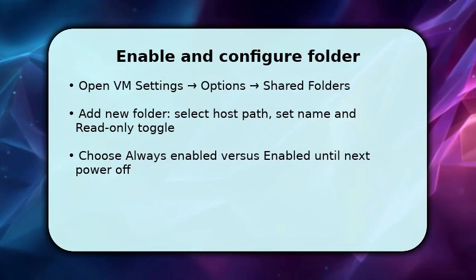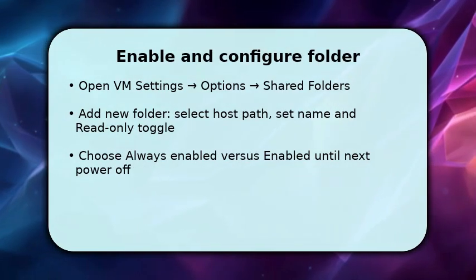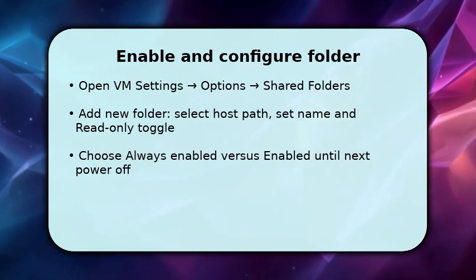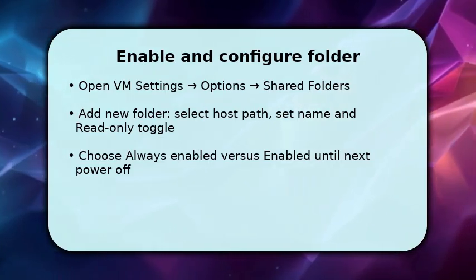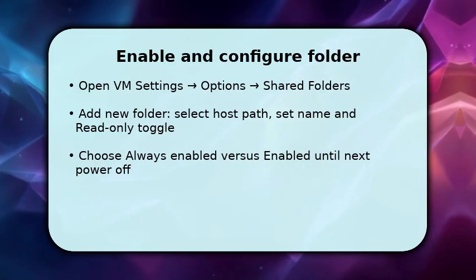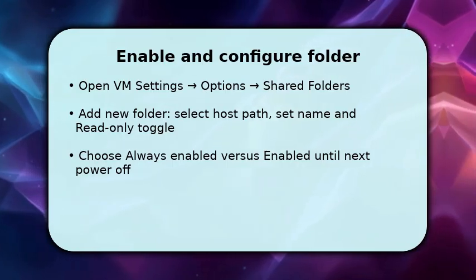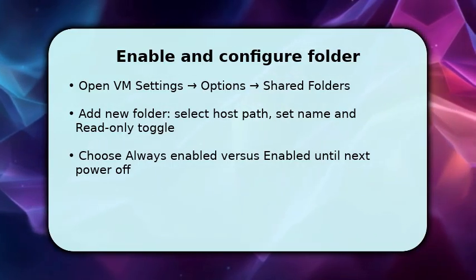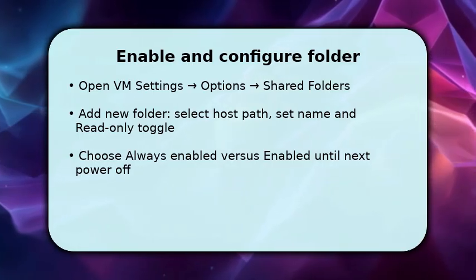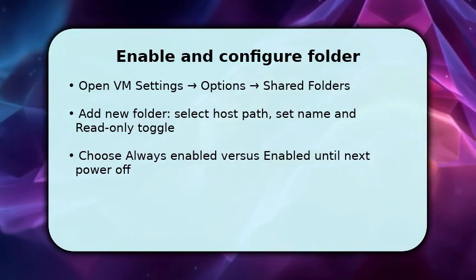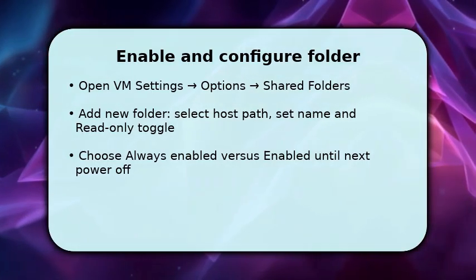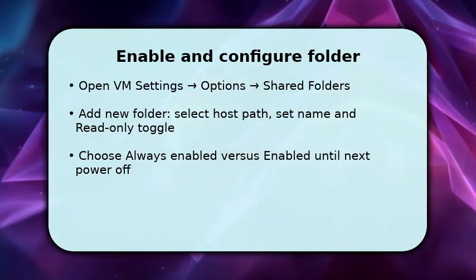From the VM settings, go to Options, then Shared Folders, and click Add to create the mapped share. When adding, pick the host path and assign a clear share name you will reference inside the guest. Set read-only only if you must prevent writes. Once added, choose Always Enabled for persistent access or Enabled until next power off for temporary use.